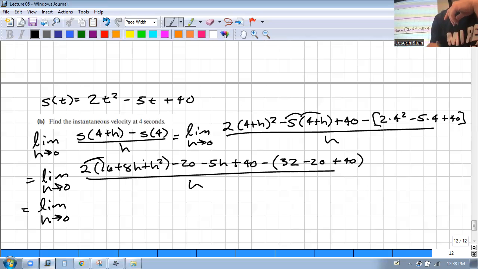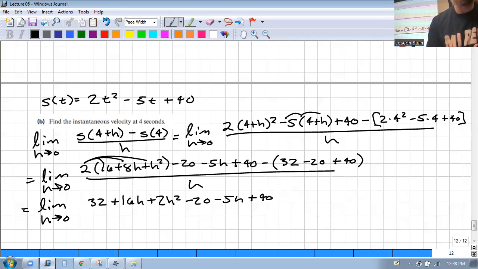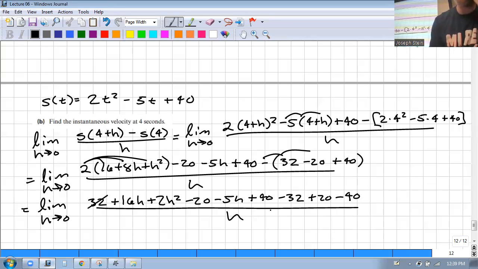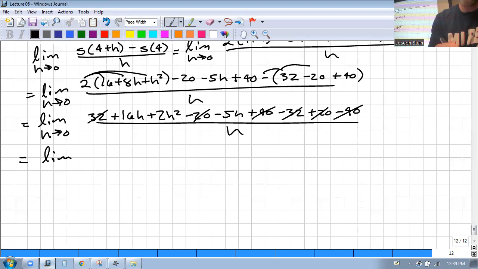All right, let's distribute this 2 across. 2 times 16 is 32. Then I got 16 h's, and then I got 2h squared minus 20 minus 5h plus 40. Let's distribute this minus across. So minus 32 plus 20 minus 40, all over h. Now we can go like, those cancel, those cancel, those cancel. So what do I have left? I have 16h minus 5h is 11h, plus 2h squared. This is all over h.